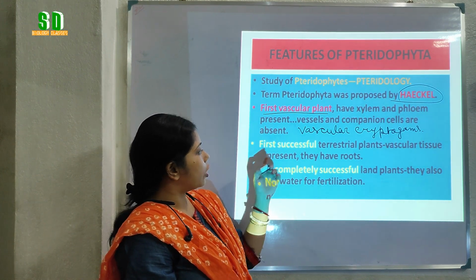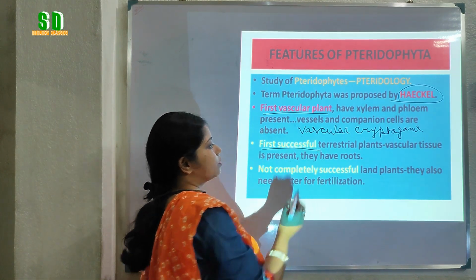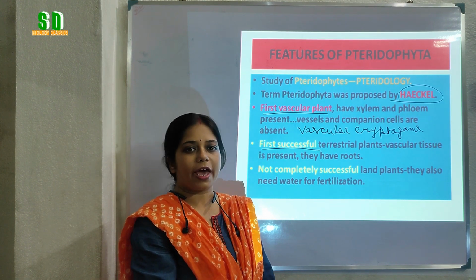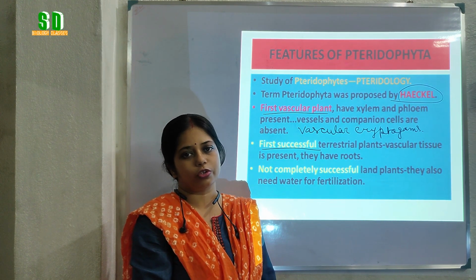that we usually see in angiospermic plants. They are also called the first successful terrestrial plants because they have vascular tissue as well as true root-like structures.